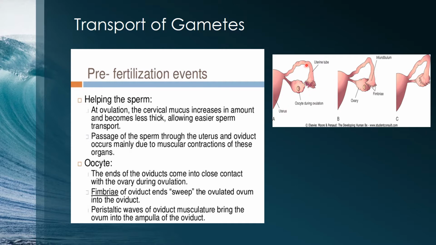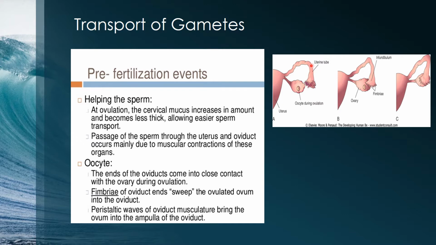The sperms have to take a longer course to reach this ampullary part. They have to pass through the cervical canal, the uterus, and then the uterine tube. At the time of ovulation, the cervical mucus increases in amount and becomes less thick. This allows easier passage of the sperm through the cervical canal to the uterus and to the oviduct. Also the peristaltic or muscular contractions of the uterus and the uterine tube facilitate the sperm to reach the uterine tube, and the tail of the sperm also helps in its movement to reach the ampullary part.